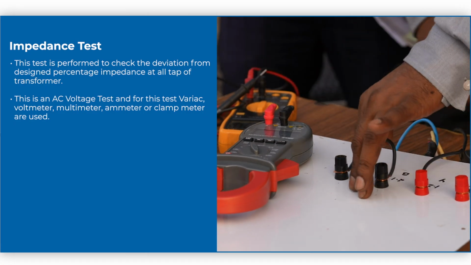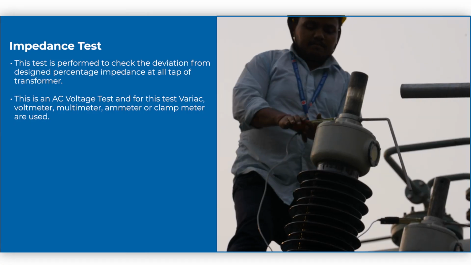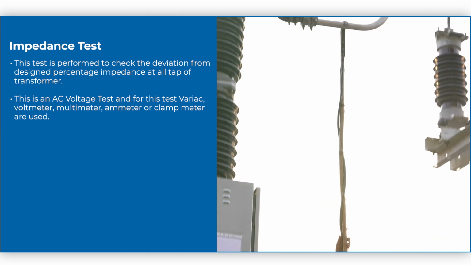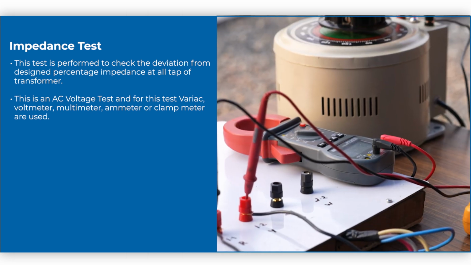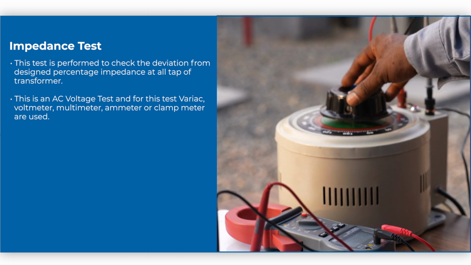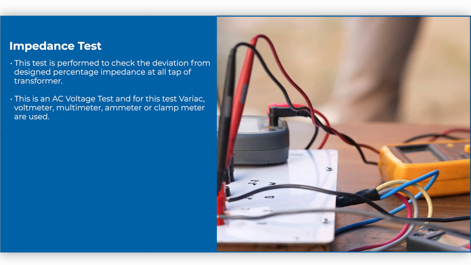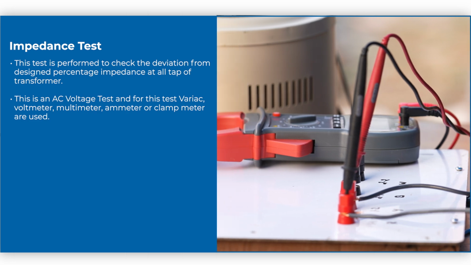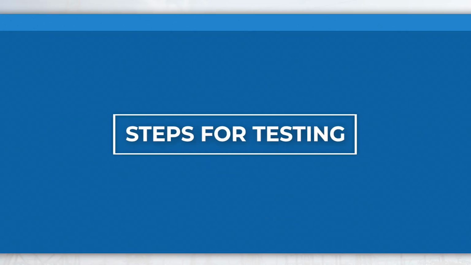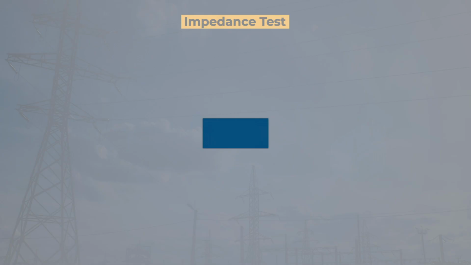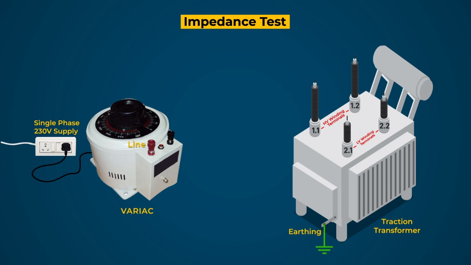Impedance test. This test is performed to check the deviation from designed percentage impedance at all taps of the transformer. This is an AC voltage test, and for this test variac, voltmeter, multimeter, ammeter or clamp meter are used. Steps for testing. For this test, keep the LV winding short-circuited.